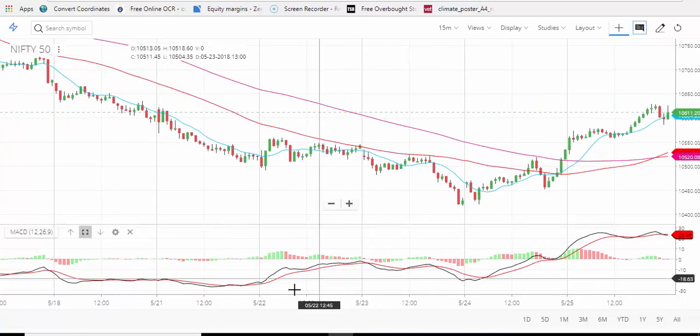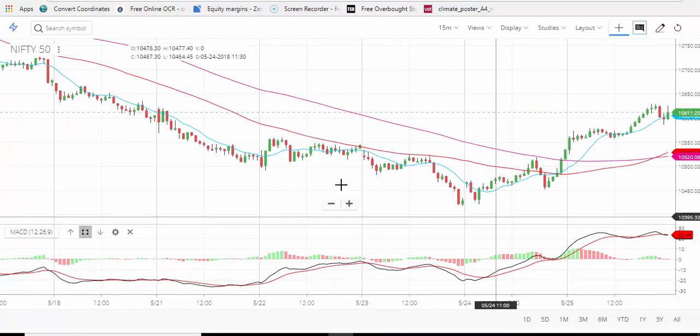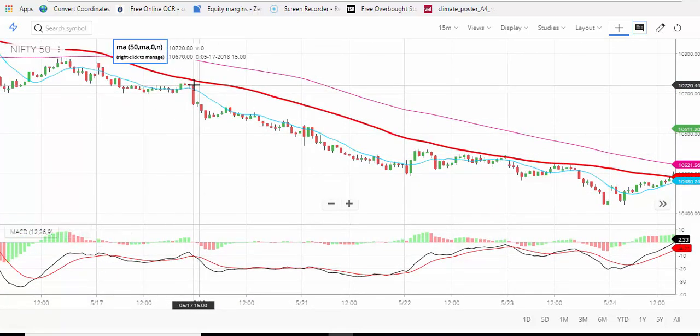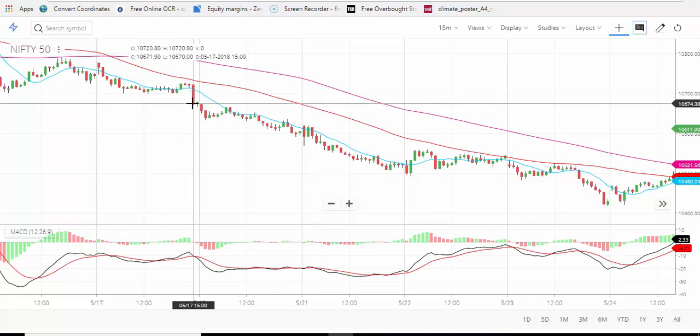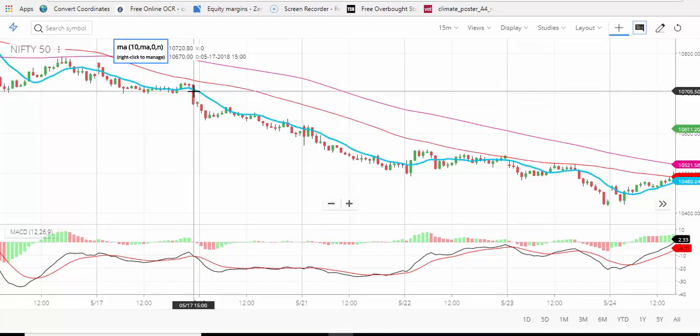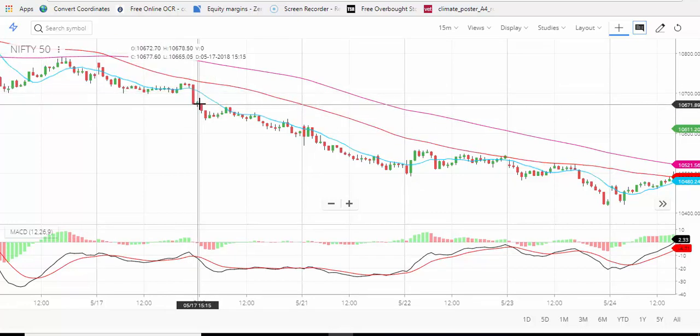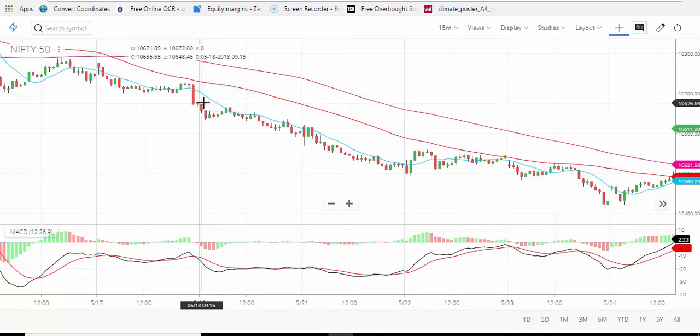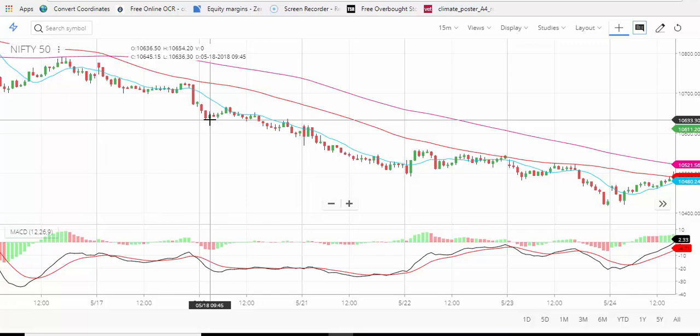Second position where we are getting, yes, see, here also we are getting the same way. The price has just cut the 10 moving average, and for this position you can make a short position, so you can short and get the profit up to here. This is not a lot of profit, but it is 10,670 to 10,633.